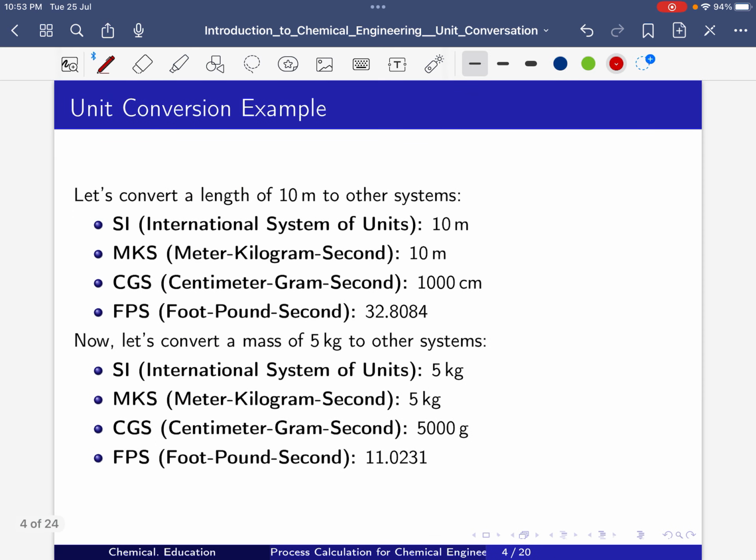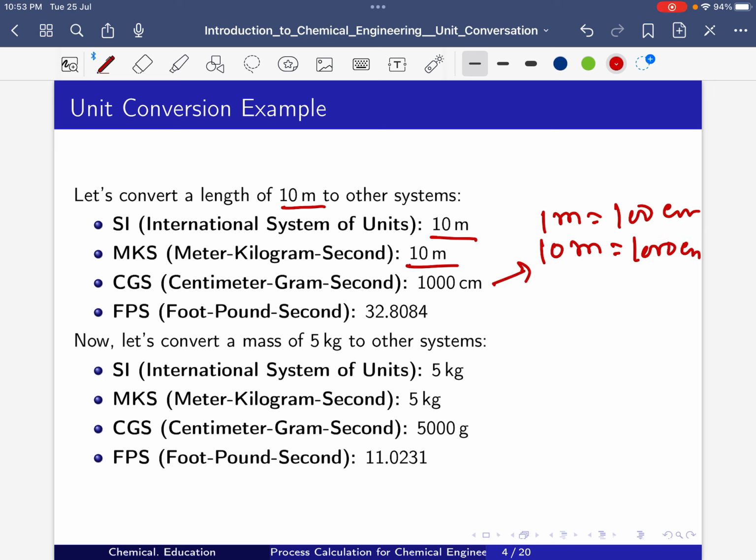Next, I am giving a unit conversion example. Let's convert a length of 10 meter into other systems. In SI, the International System of Units, that is 10 meter. In MKS the same unit is 10 meter. Now how do you convert 10 meter into CGS units? 1 meter is equal to 100 centimeter, so 10 meter is nothing but 1000 centimeter.